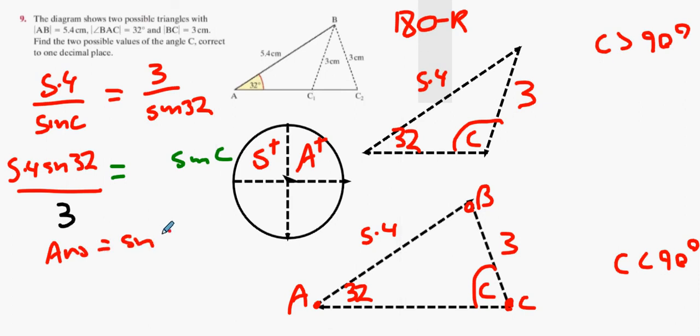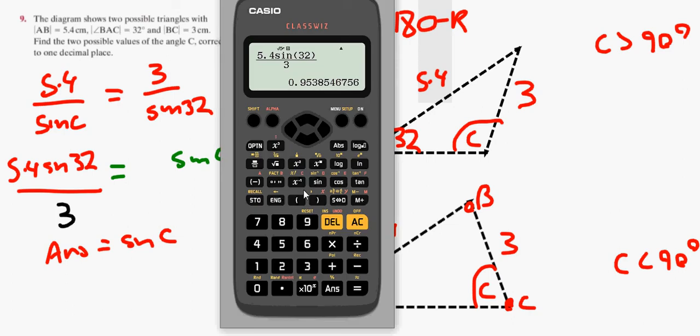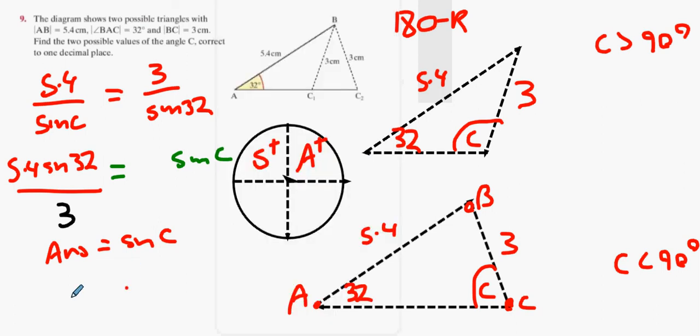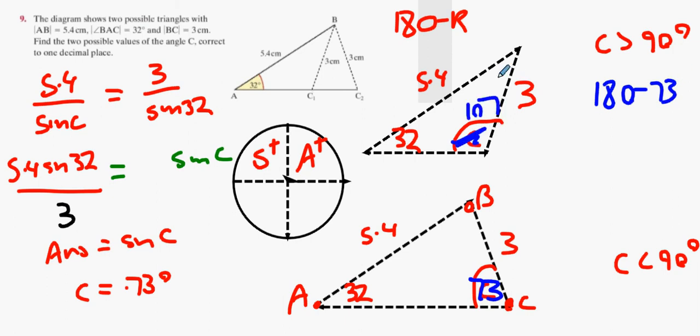So the answer I got from that. C equals sine inverse answer. Shift sine inverse answer. 72.52. So 73 degrees. Now, if it equals 73 degrees, that's the answer for the acute angle. But the answer for the obtuse angle is 180 minus 73, which is 107 degrees. Okay, happy days. Let's move on. 10.